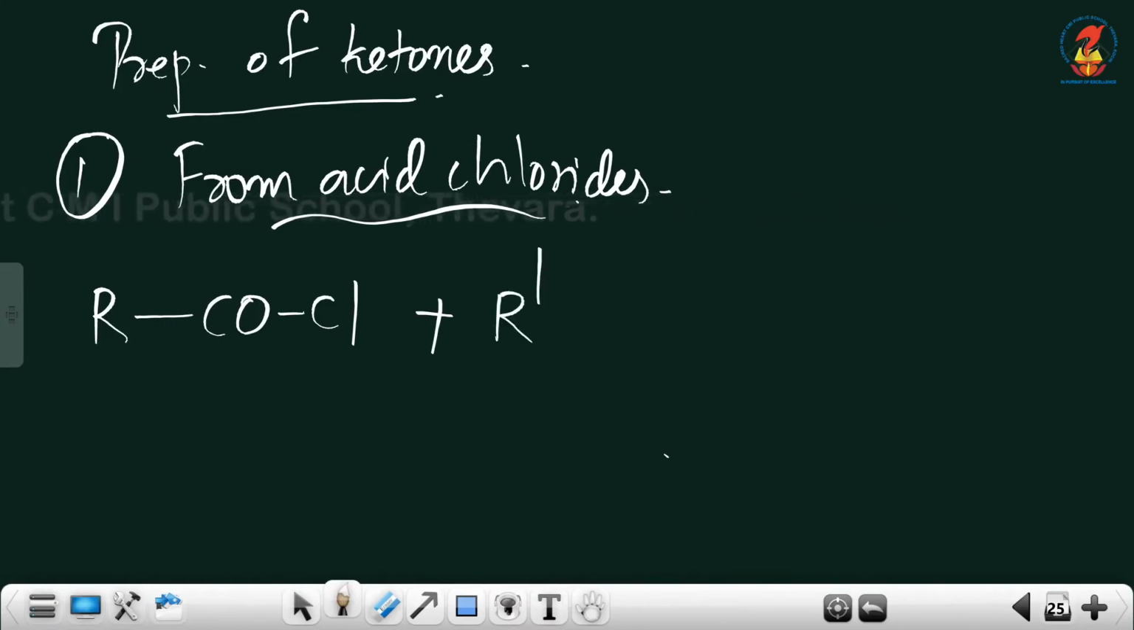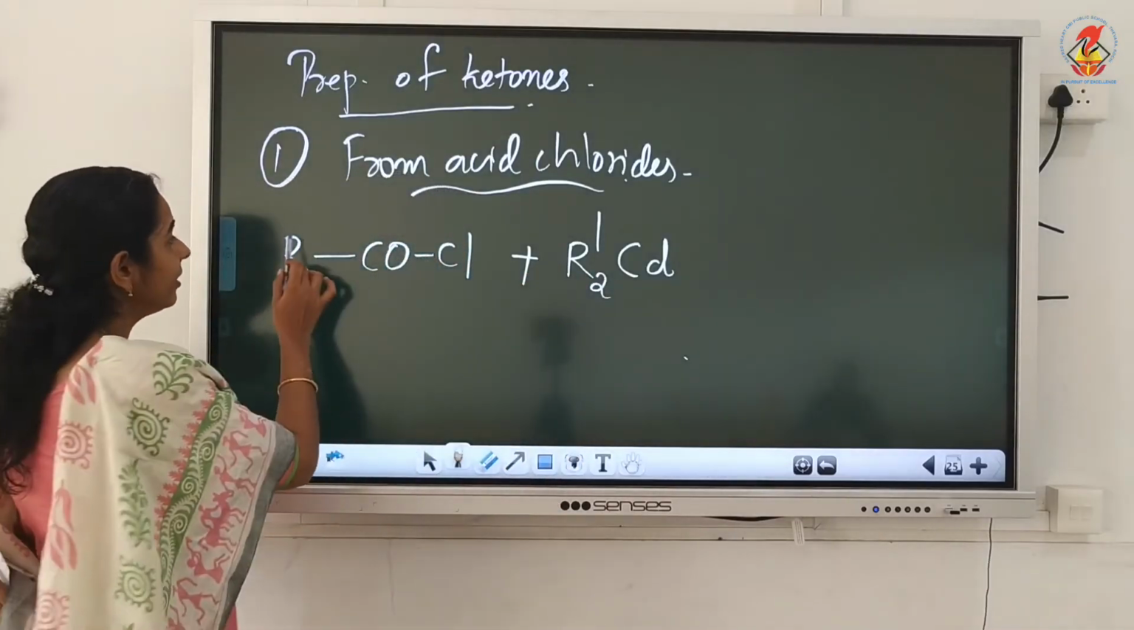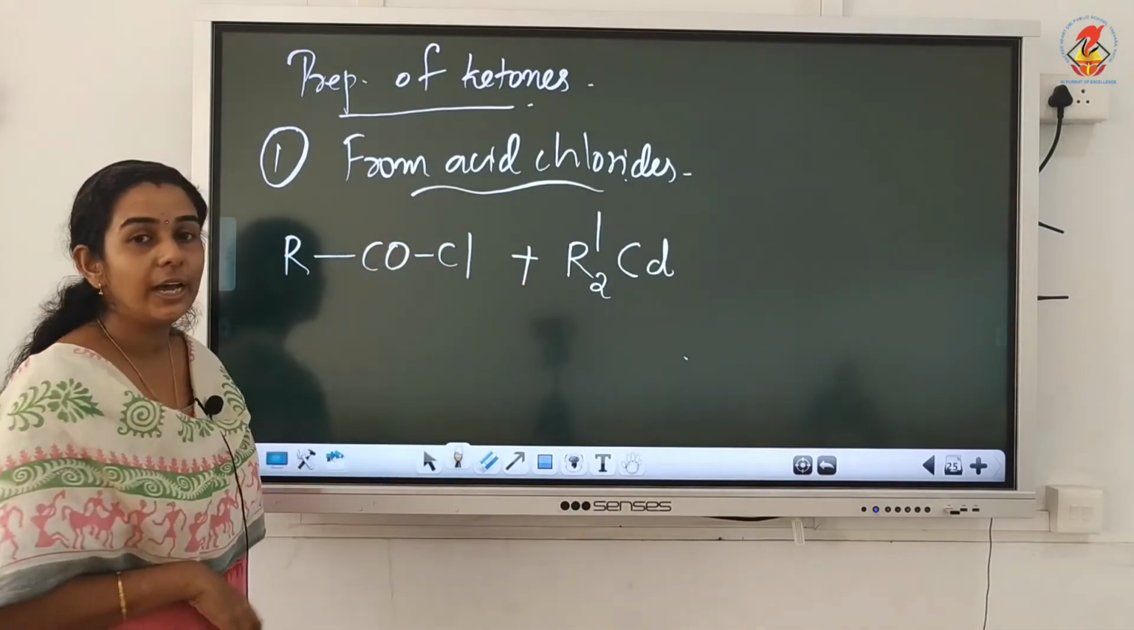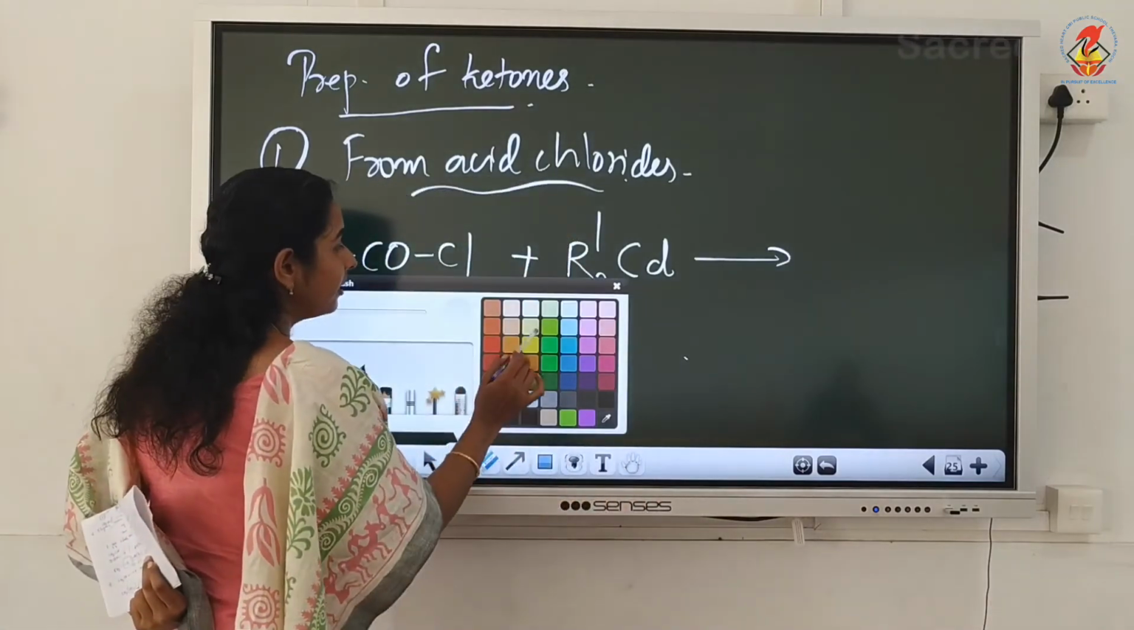On reaction with dialkyl cadmium, the alkyl group is represented by capital R, cadmium formula is Cd, so dialkyl cadmium means R2Cd. Then why is it R here and R dash there? To distinguish these two alkyl groups. What happens? Very simple. What will be eliminated from here?